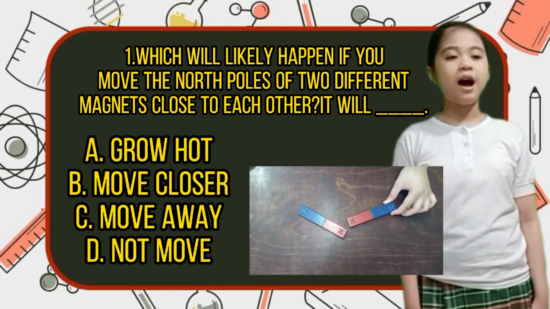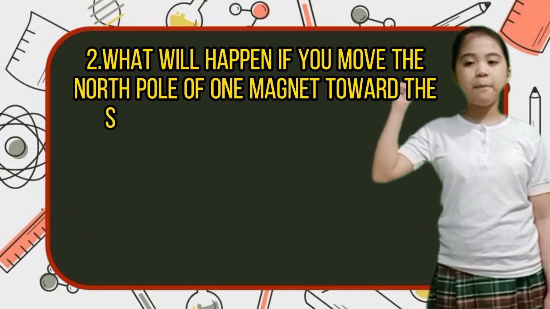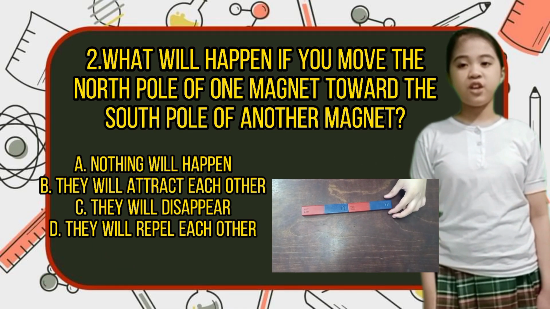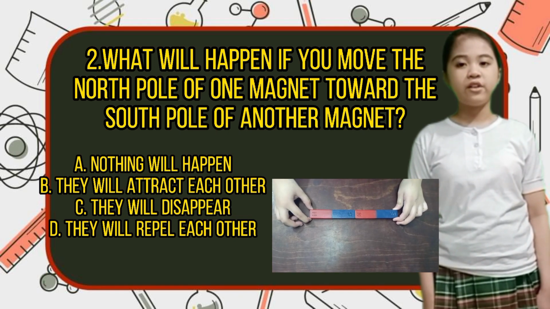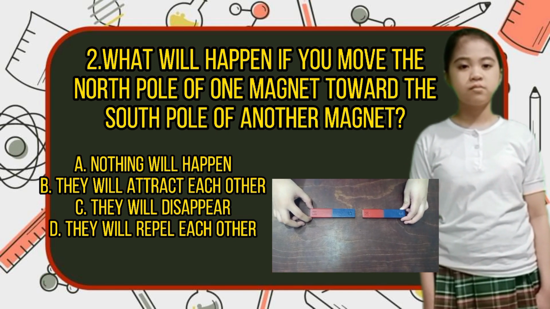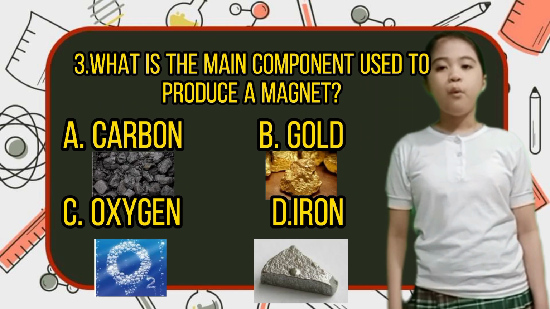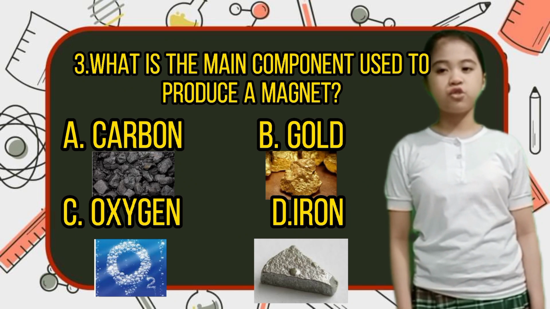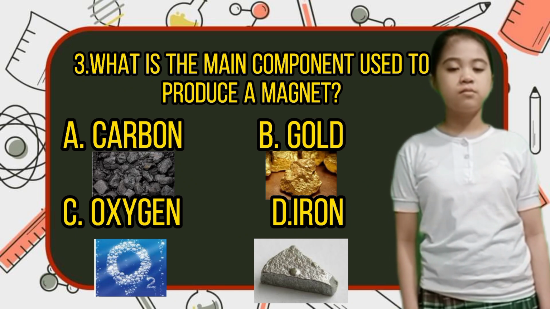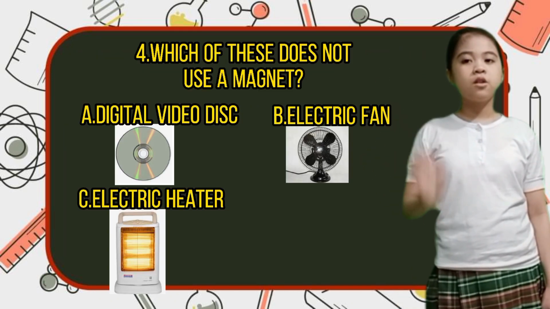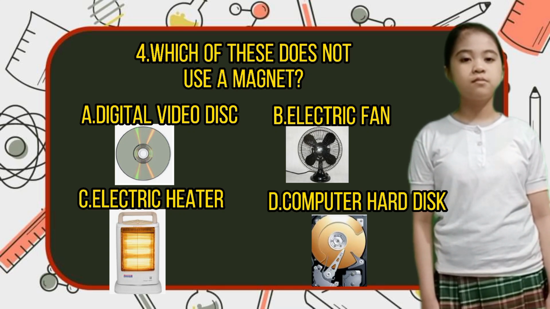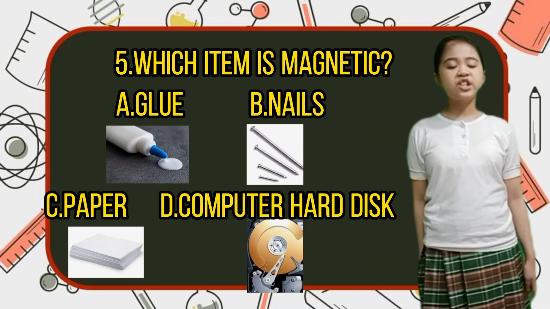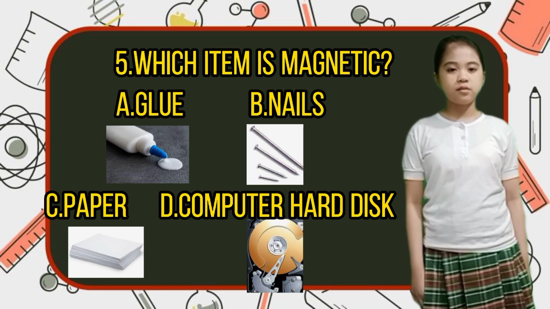It will blank. Number 2. What will happen if you move the north pole of one magnet toward the south pole of another magnet? Number 3. What is the main component used to produce a magnet? Number 4. Which of these does not use a magnet? Number 5. Which item is magnetic?